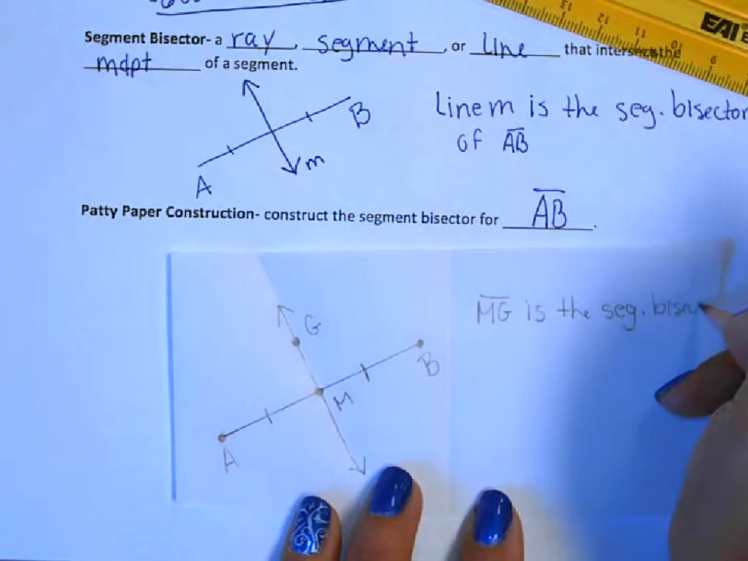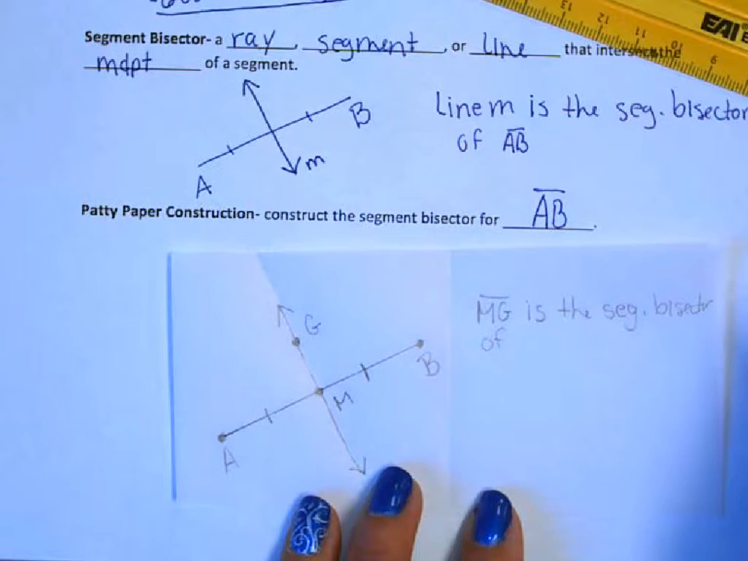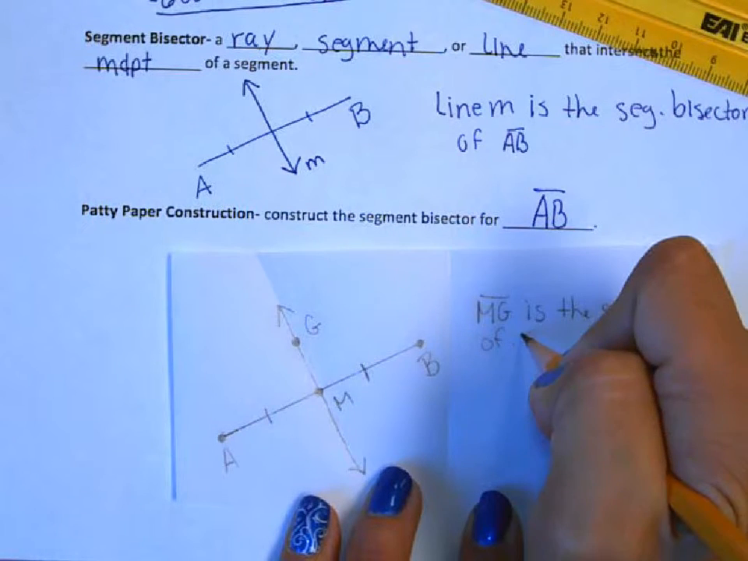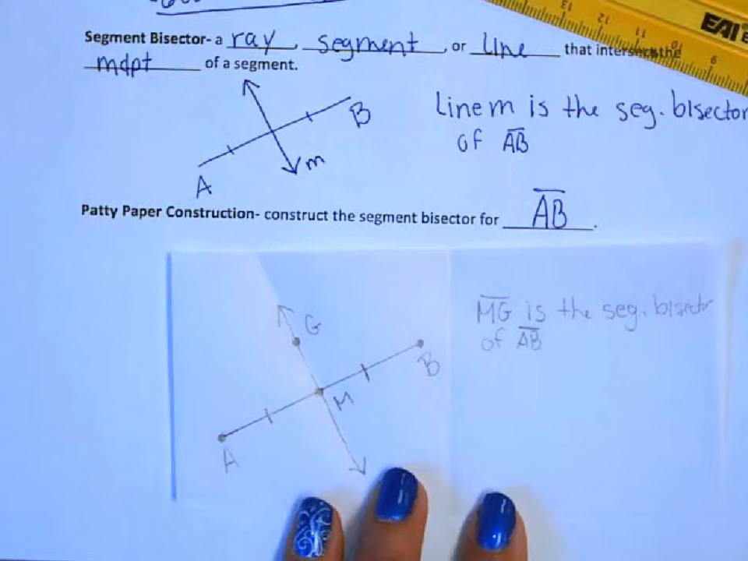Bisector of what? Segment AB. Okay, that was the long, difficult one. The other 2 are super short. What else is true in this picture that we marked up? Just by the symbols we used.